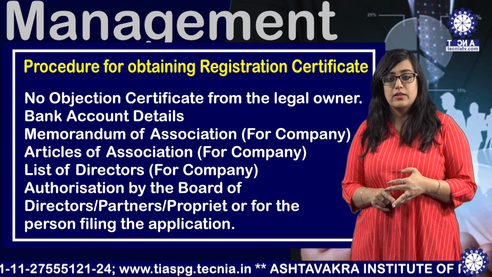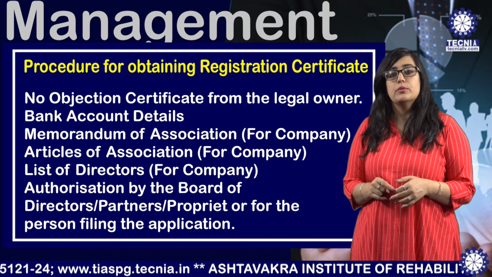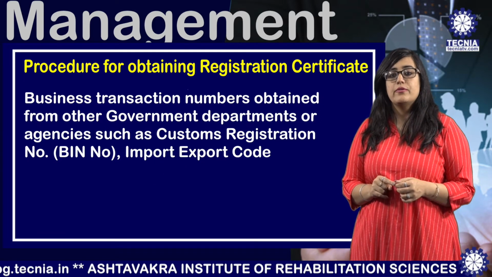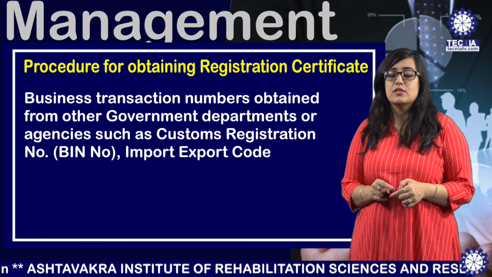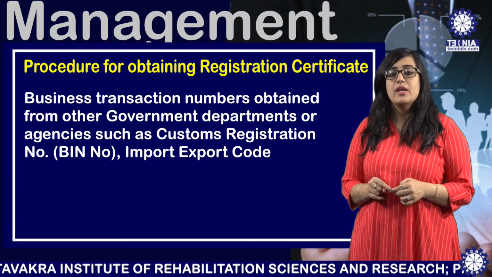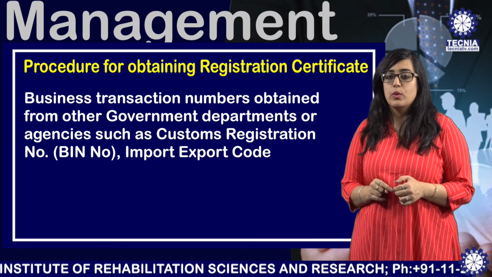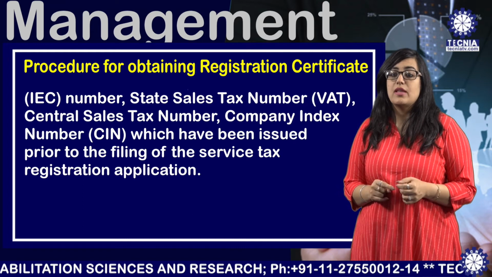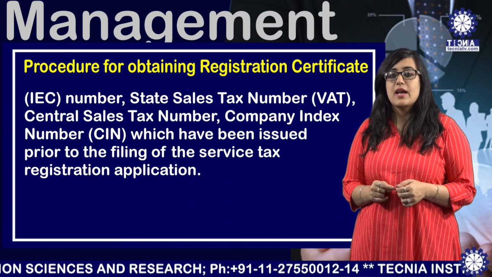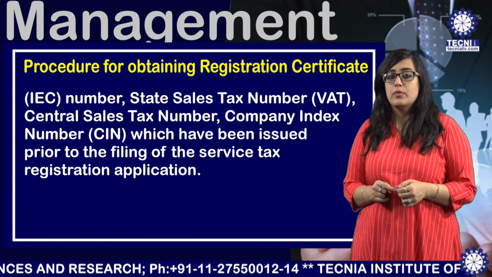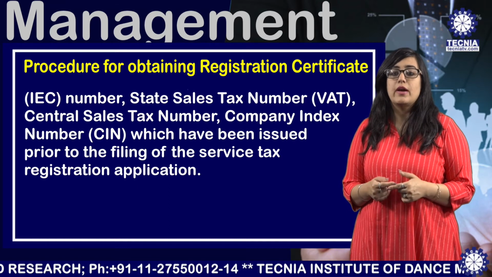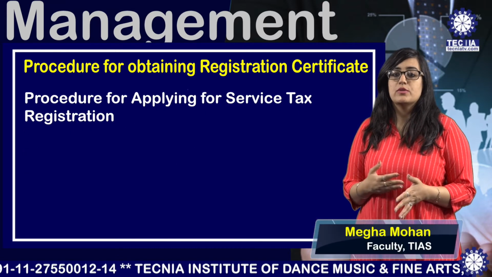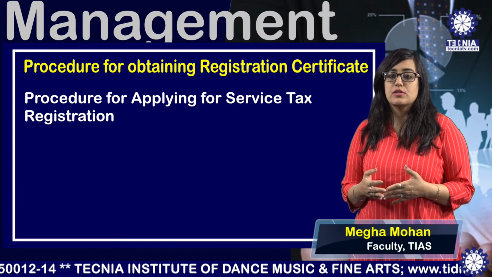Authorization by the board of directors, partners, or proprietors for the person filing the application. Business transaction numbers obtained from other government departments or agencies, such as customs registration number, BIN number, import-export code, IEC number, state sales tax number, that is VAT, central sales tax number, and company index number, which has been issued prior to filing of the service tax registration application. Now we'll talk about the procedure for applying for service tax registration.